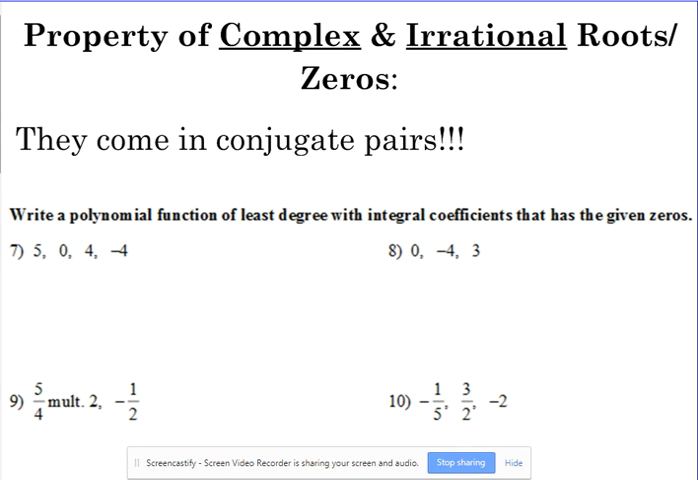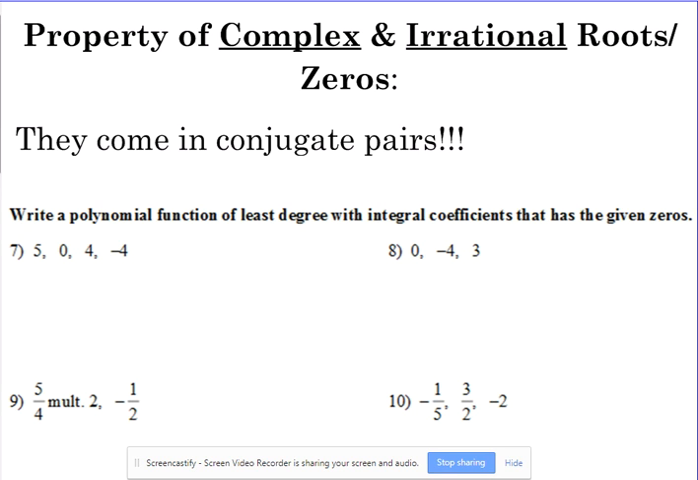Or if we know 3 plus the square root of 7 is one of our roots, 3 minus the square root of 7 is also one of our roots. They always come in pairs. Now, that's not true about our real zeros. If 4 is one of our roots, it does not guarantee that negative 4 is one of our roots. The only ones that come in pairs are the complex and the irrational.